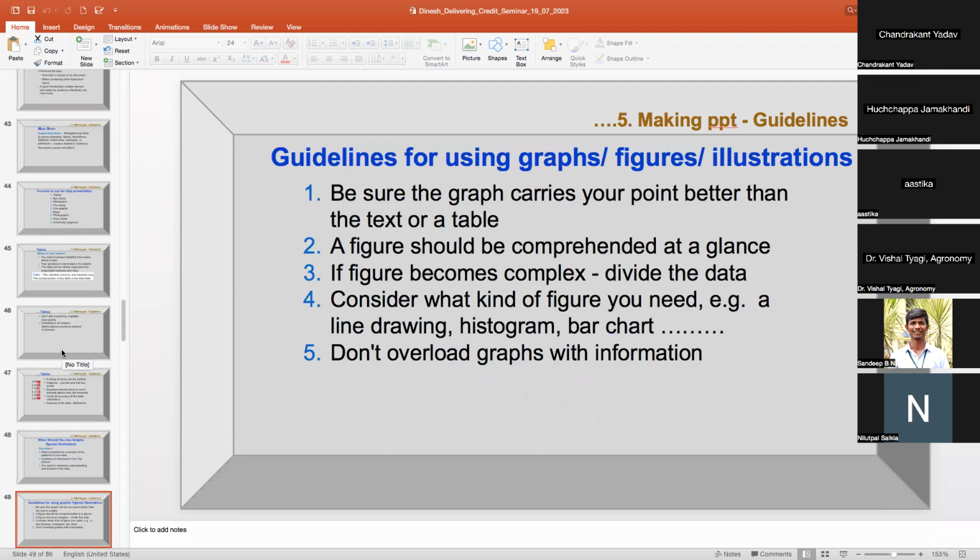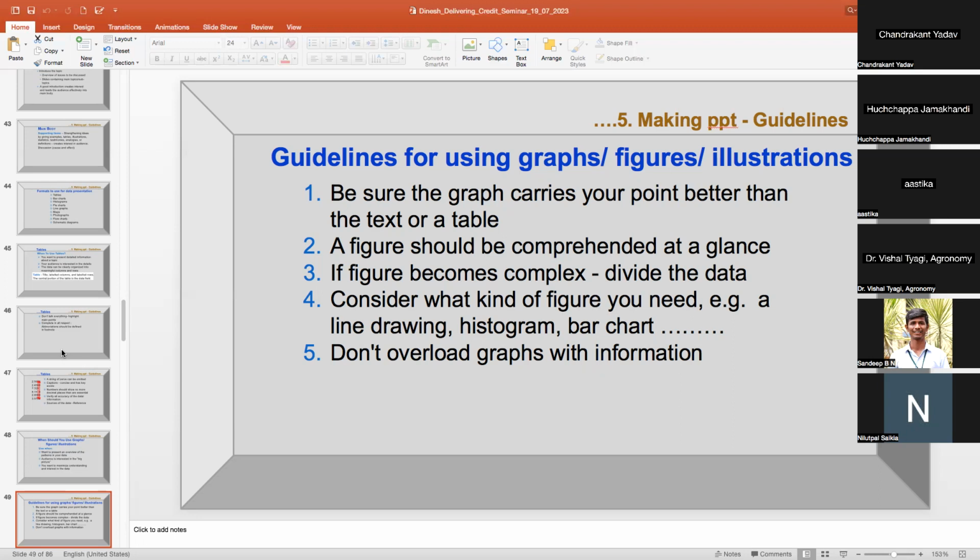Now, certain guidelines are there for using graphs, figures, and illustrations. Be sure that the graph carries your point better than the text or table. So this is the first thing. If I make a graph, if I make a chart, it will present my data better than the table. A figure should be comprehended at a glance. In one go, it should be understood by the audience or by the reader.